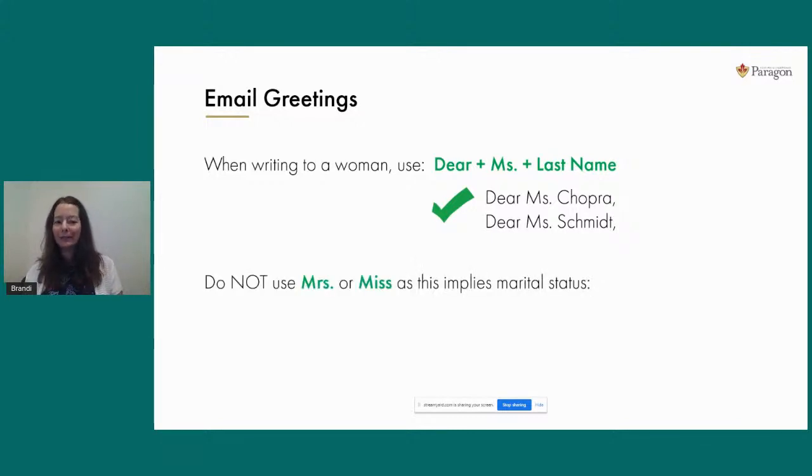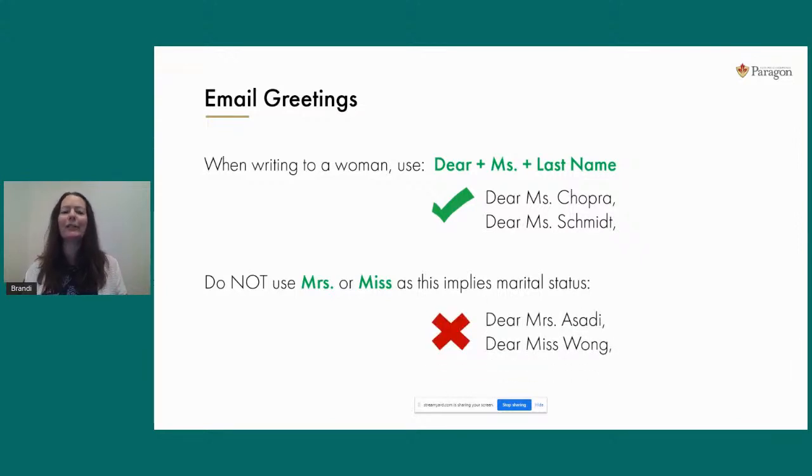We do not want to use the title words Mrs. or Miss. Mrs. indicates the woman is married. Miss indicates the woman is single. And again, it would be considered impolite to write to a woman, especially if you don't know them well, and start to try to assume their marital status. So we don't want to write emails that start with Dear Mrs. Asadi or Dear Miss Wong. It's much better to use Ms. because you can't go wrong. You're addressing a woman in general. So I would encourage you, please, to use that Ms.